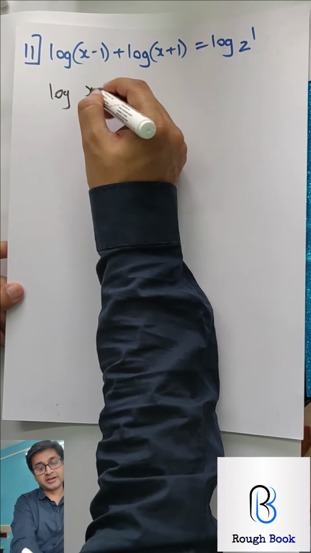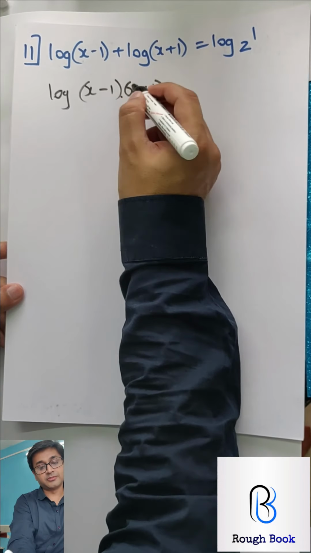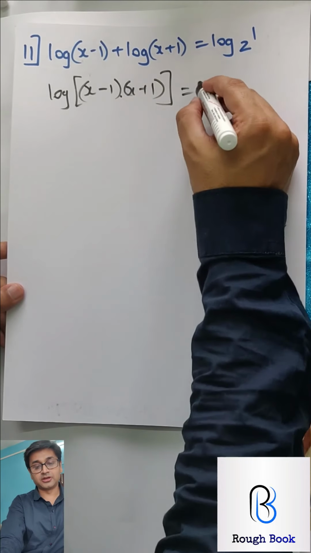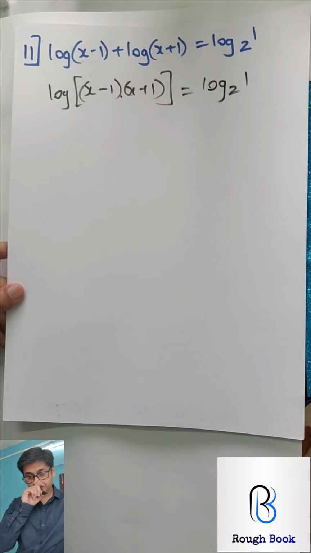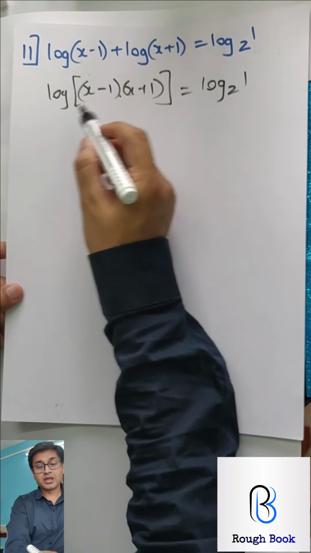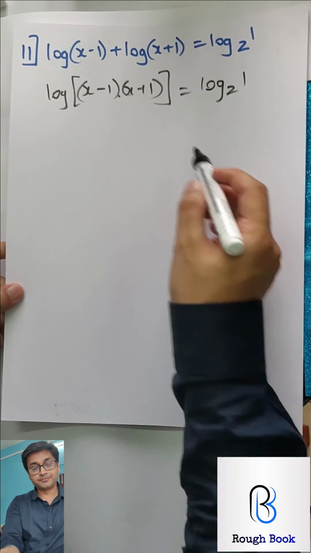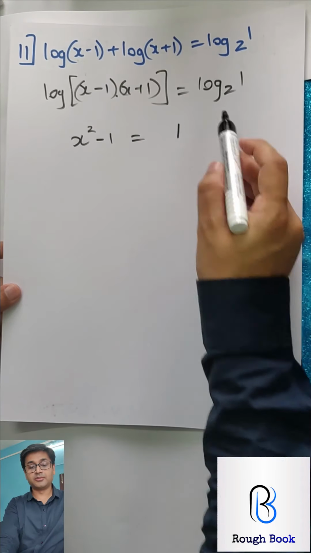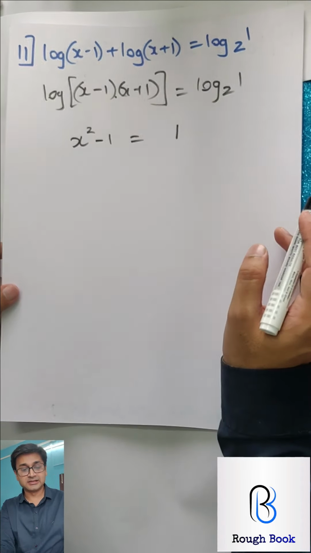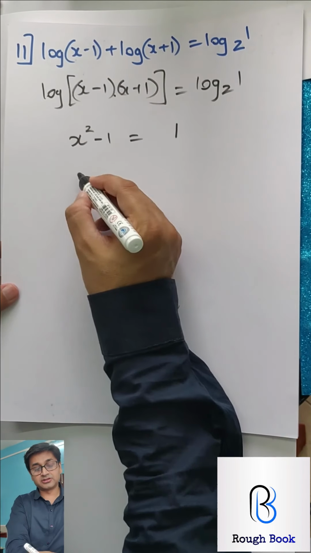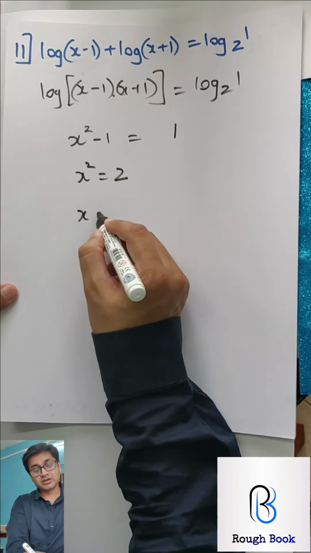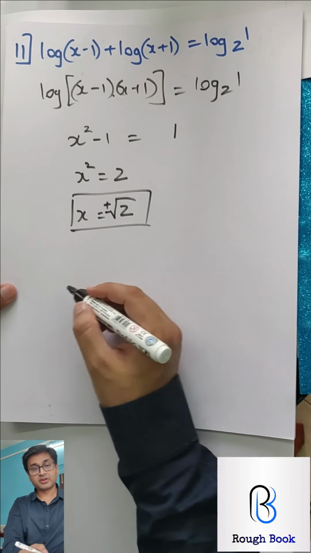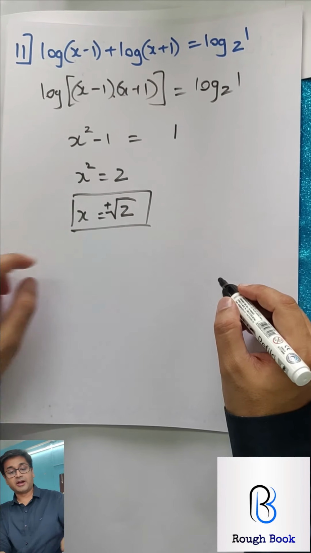I will get x minus 1 and x plus 1 to be multiplied together. So when you pull log common, plus becomes multiplication. On this side, 2 log 1 to the base 2. Log on both sides can get cancelled, and this will become x square minus 1, and this stays as 1 because the log 2 log got cancelled. Send 1 on the other side, so I will get x square as 2. So x will become root 2, but plus or minus, write both. Yeah, so your x becomes plus or minus root 2.